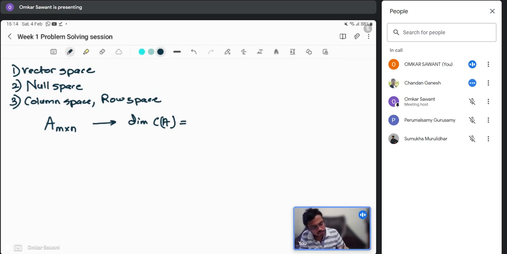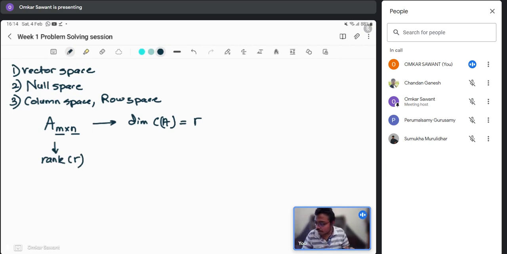See, these are the number of rows and number of columns. It will have some rank, which is R, right? So what is the dimension of the column space of A? It is R, right? R is the rank of the matrix A, m cross n. So the dimension of the column space of A is R.